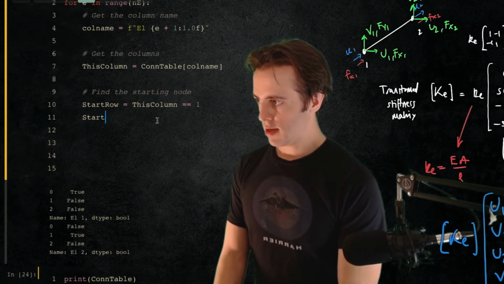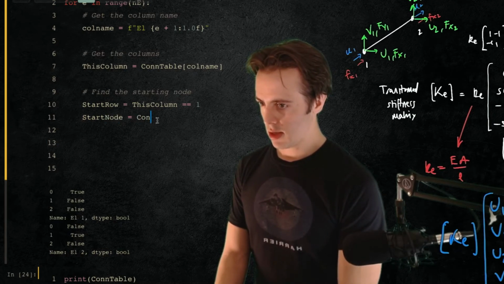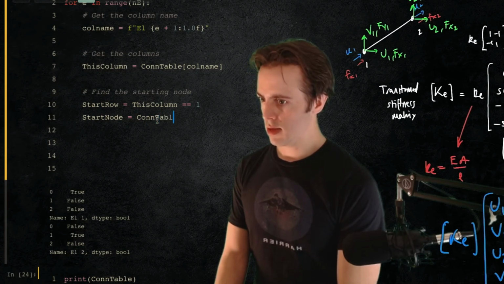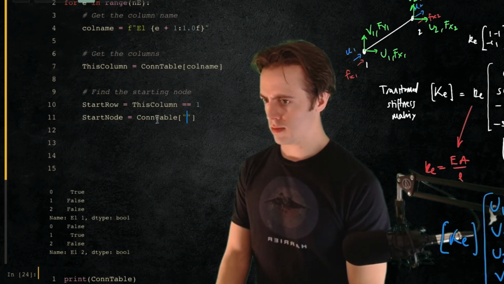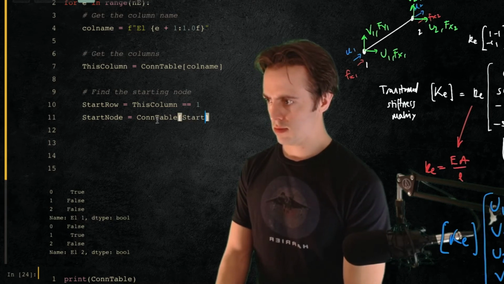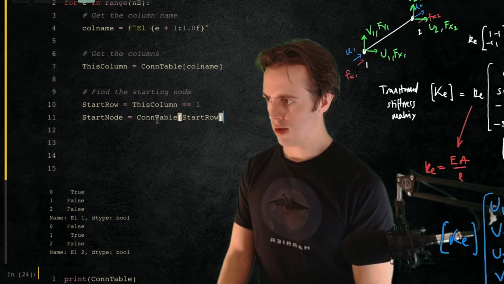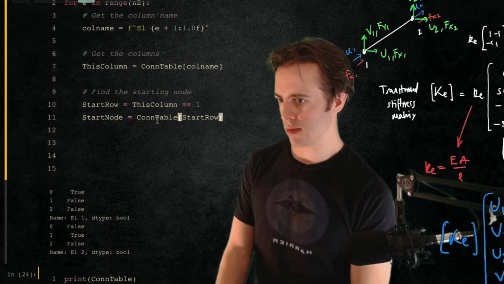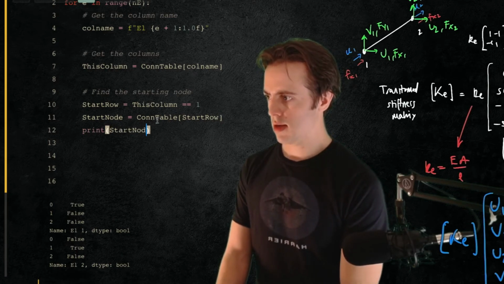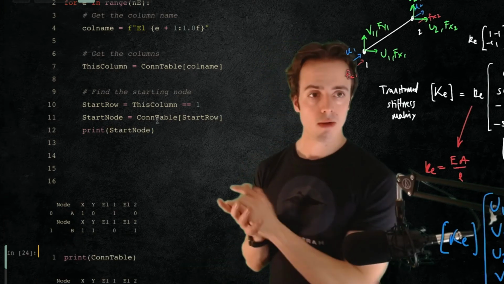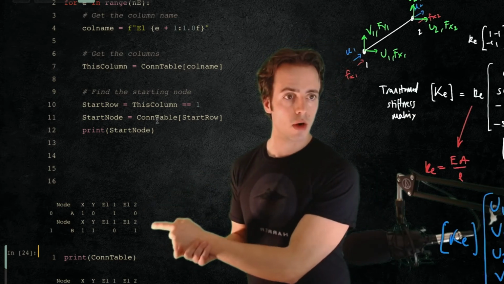So my start node is equal to contable start row. This isn't going to be the right value yet, but I'm going to show you what this does. Okay, so let's do print start node. So this allows me to pull out the correct row corresponding to the starting row.